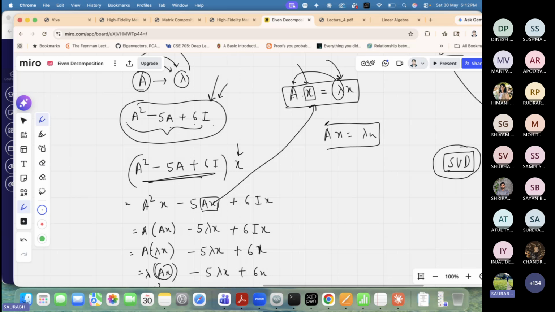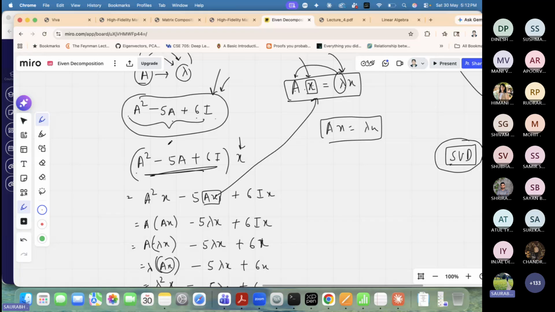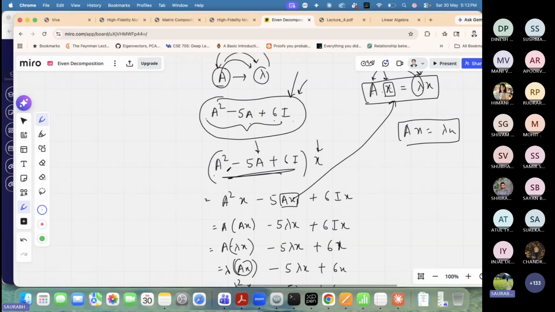Now, this is basically a matrix. If A is a 2 cross 2 matrix, A square would again be a 2 cross 2 matrix, and 2 cross 2 minus 2 cross 2 plus 2 cross 2 is again a 2 cross 2 matrix. We can call it B, so we have Bx. You just need to know what B does to this vector x, that is, the scaling factor into x. So you just need to know what scaling factor this matrix would apply.